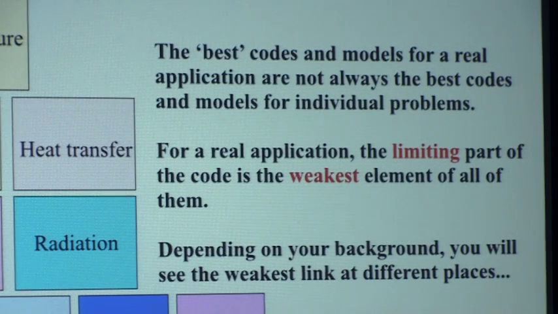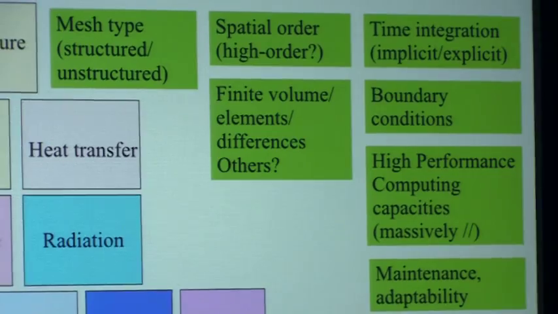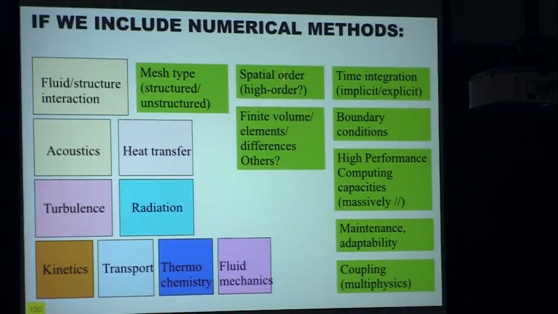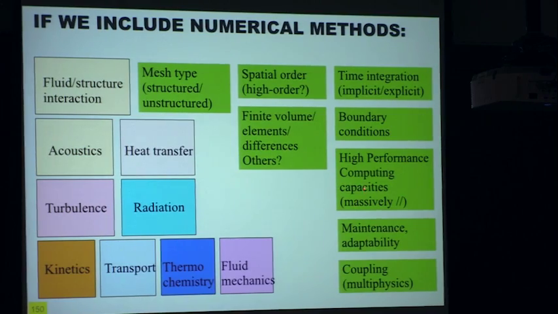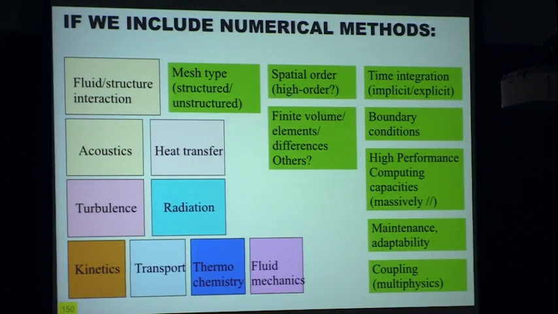I just want to show you the next slide, which shows you also the same thing seen from the point of view of a CFD guy. The CFD guy will tell you, I don't care about that, those are just the equations. What I want to know is the following. What is the mesh type? What is the spatial order of my method? Which kind of method are you going to use? Which is the time integration? What are boundary conditions? How do you handle the massively parallel computing necessities of today? Are you able to maintain your system on the future computers? How do you do the coupling? If you have multiphysics, for example, how do you couple things together?